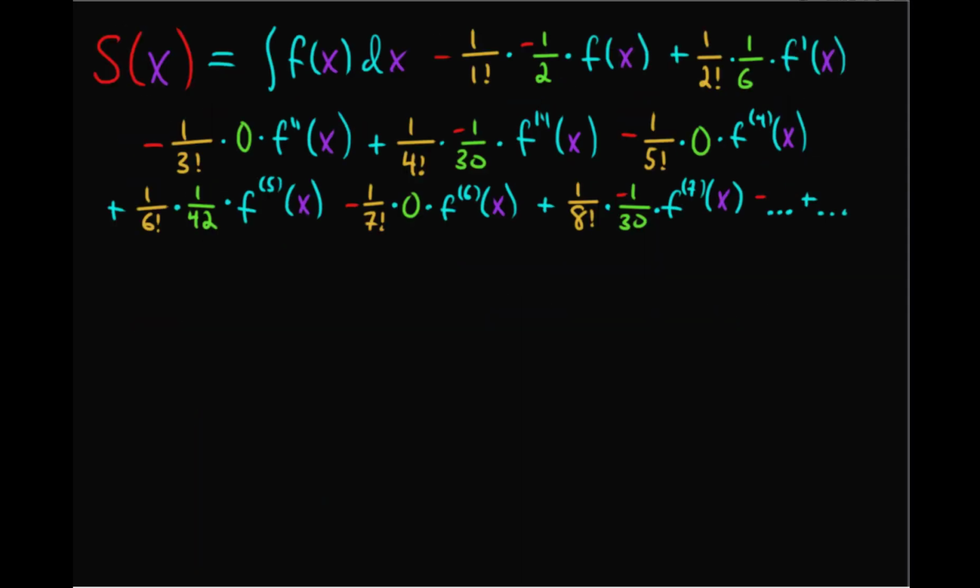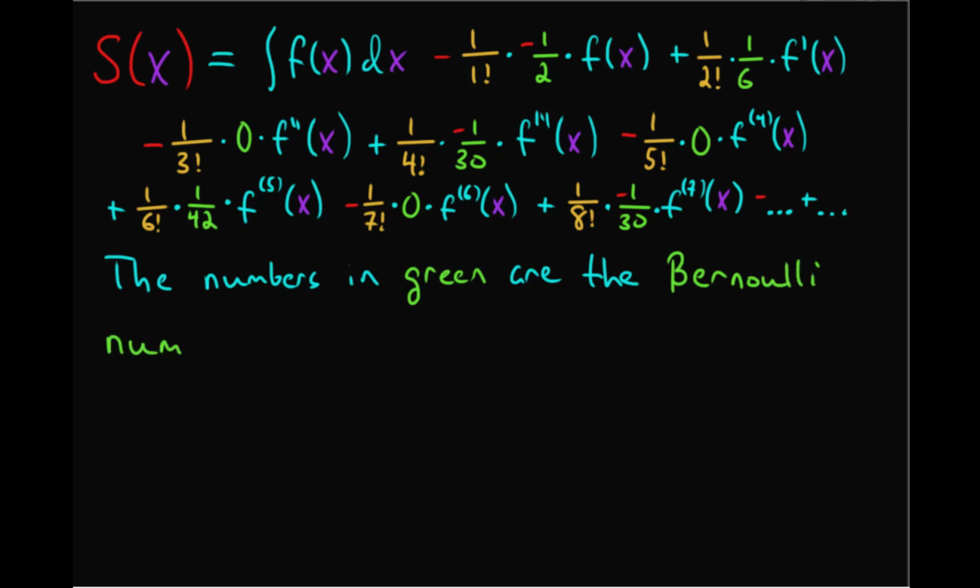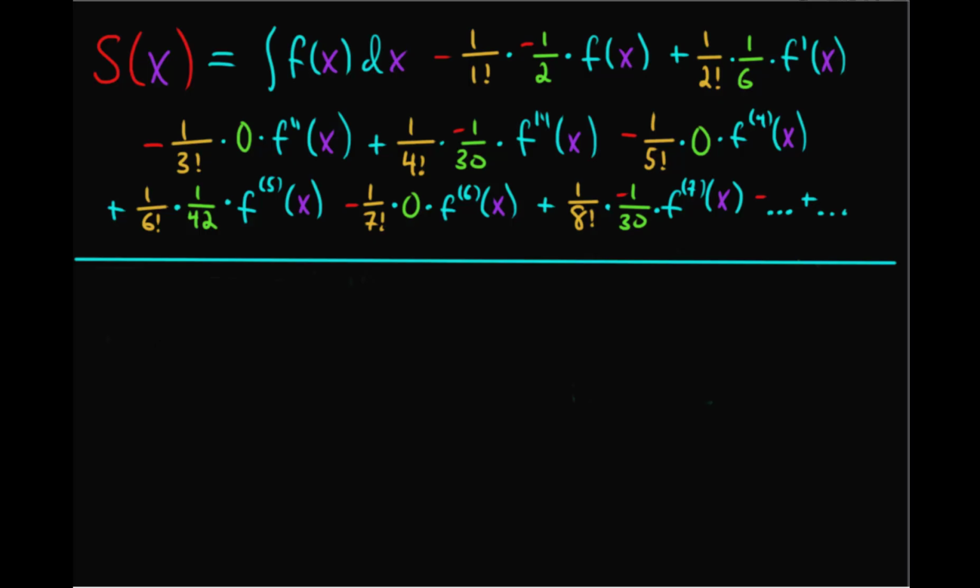Now, some patterns in this formula will jump out at us right away, like the factorials and the fact that we continue to take higher order derivatives of f of x. But what about those coefficients in green? Well, it turns out that those coefficients are a very famous sequence called the Bernoulli numbers. And if you're interested in learning more about the Bernoulli numbers, please see the other videos on my channel where I discuss them at length.